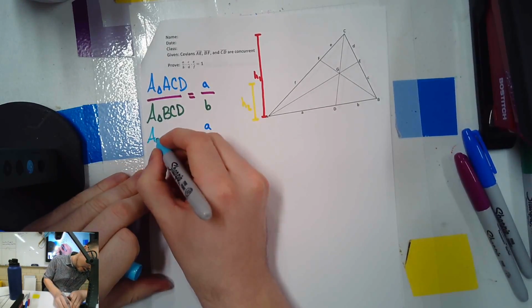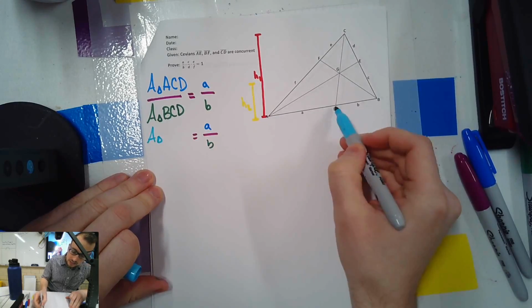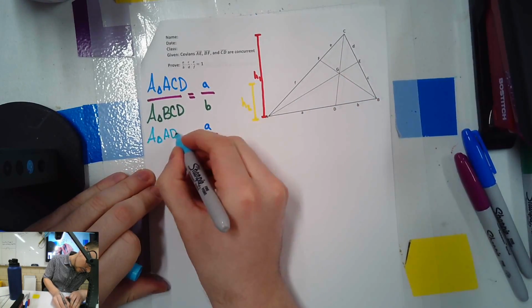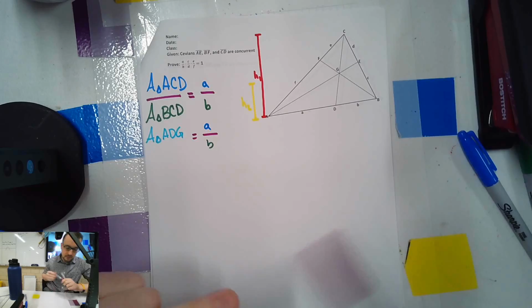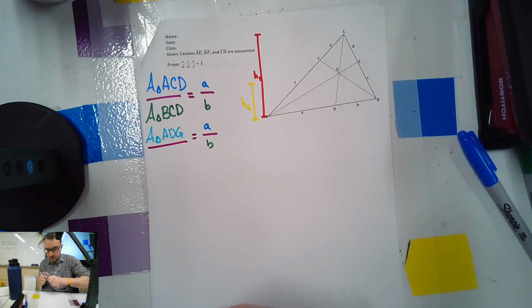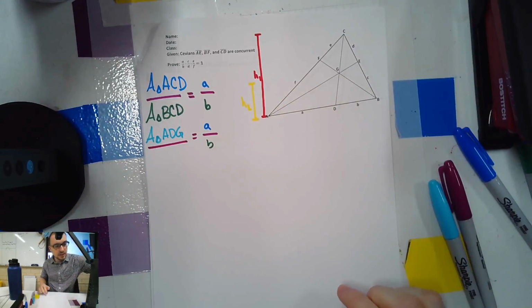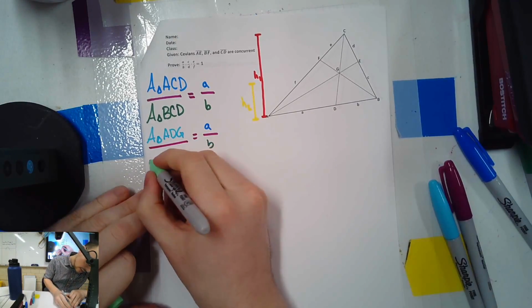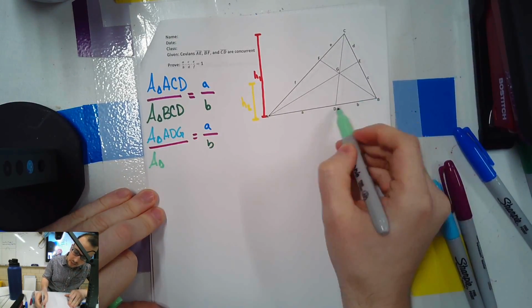So the area of triangle, this one right here, ADG, is proportional to the area of this triangle over here. I'll use like a minty green. Area of triangle BDG.